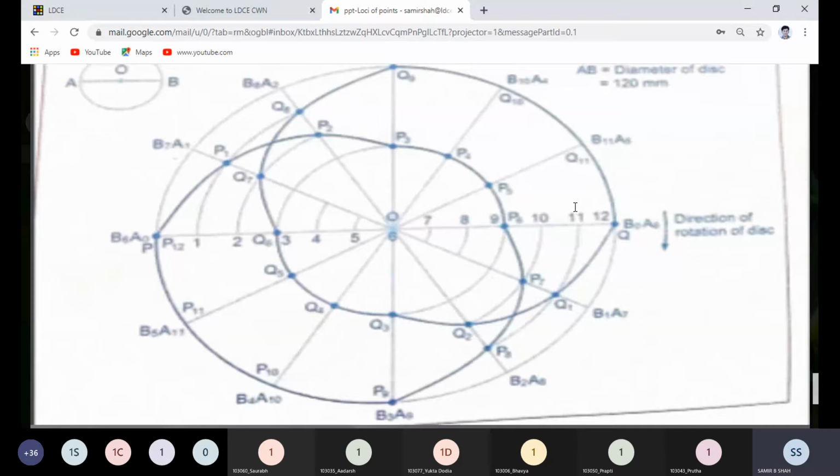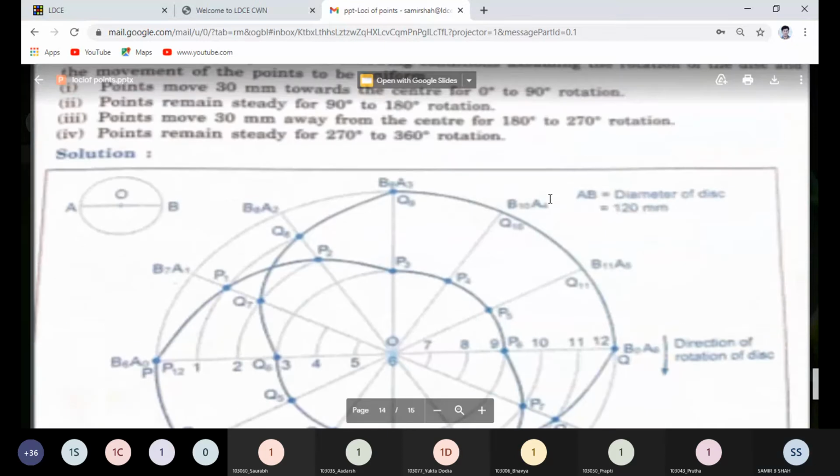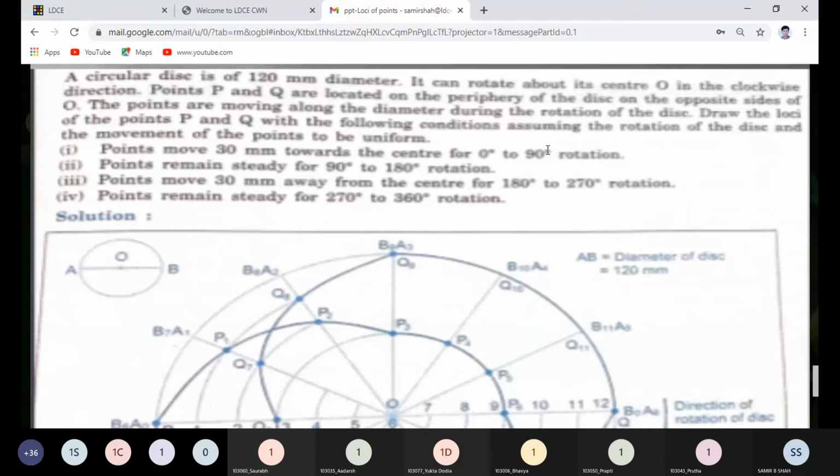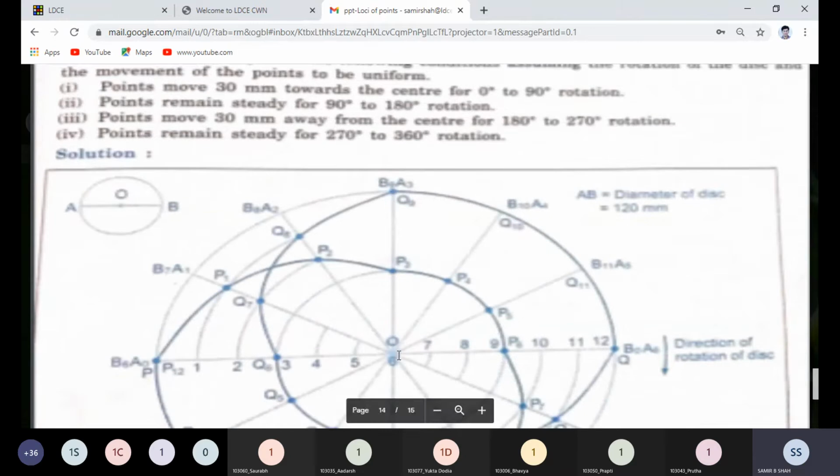Now we start the first condition, for 0 to 90 degree rotation of the disk. Point moves 30 mm towards the center O. Take O as the center and radius equal to O1.